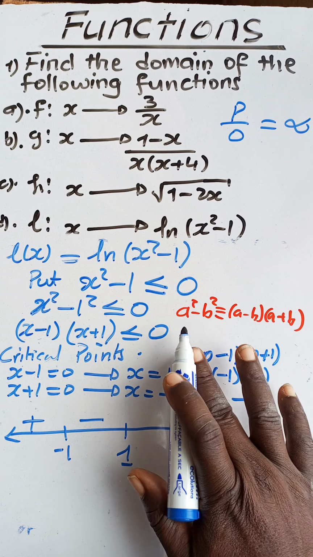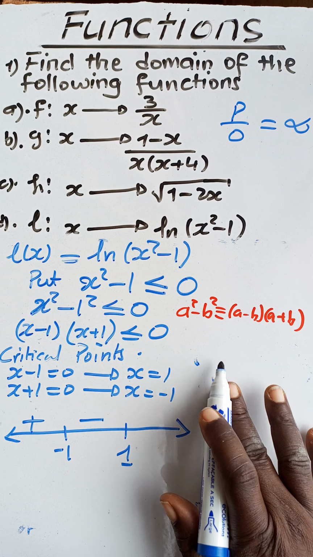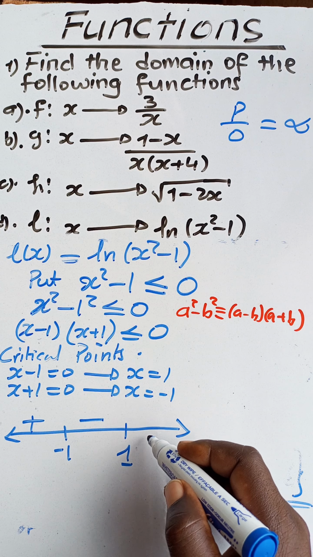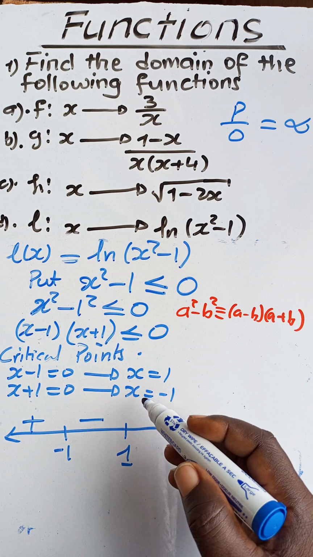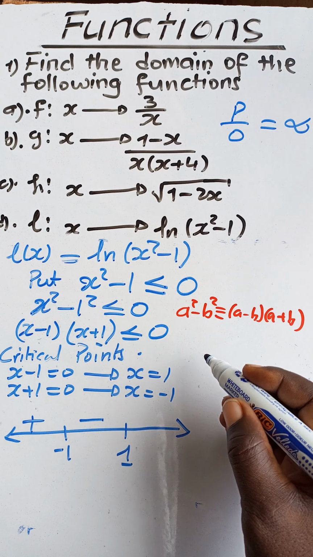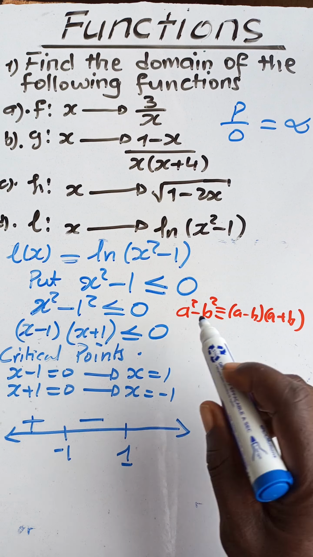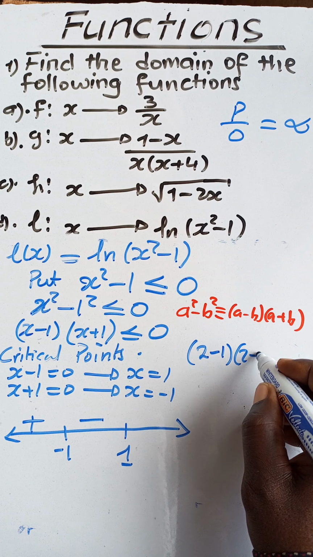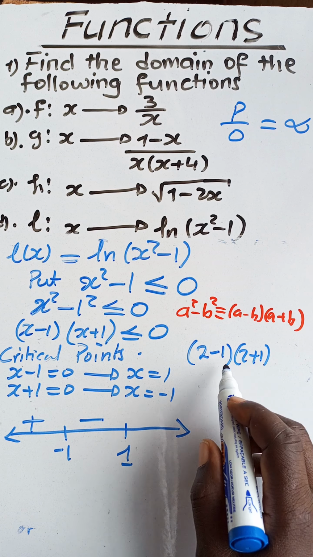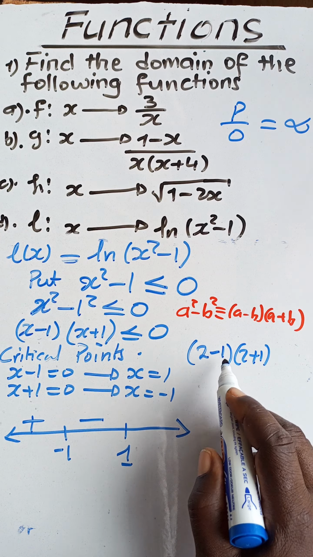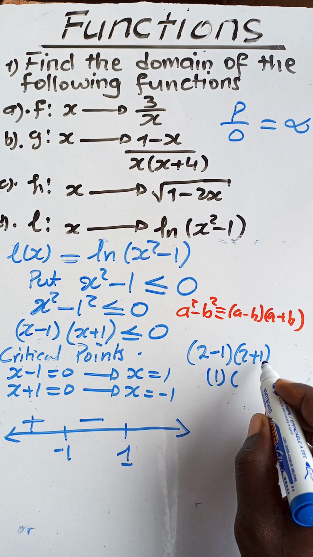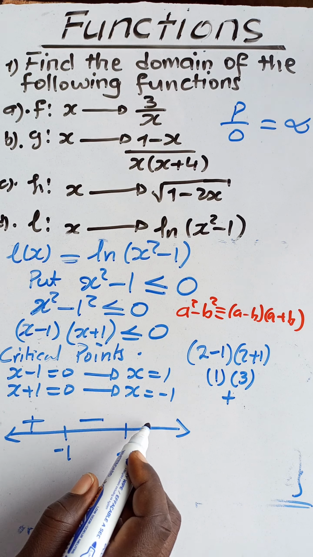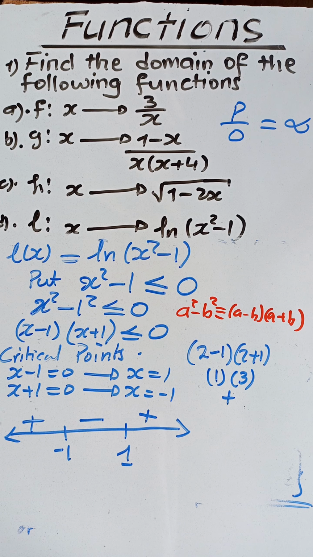Let's take a value here and we do the same investigation. A value in this zone, this is 1. A value here could be 2 and any other value greater than 1. So let's take 2 for example. Remember, we're working with this. So we have 2 minus 1 into 2 plus 1. We're interested in the sign only. So 2 minus 1 is positive 1, 2 plus 1 is 3, so this gives us positive 3. So our sign here is positive.